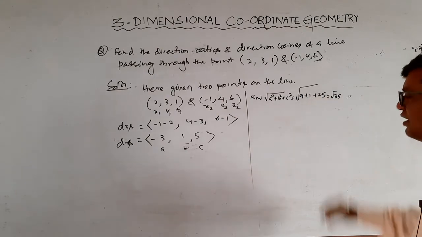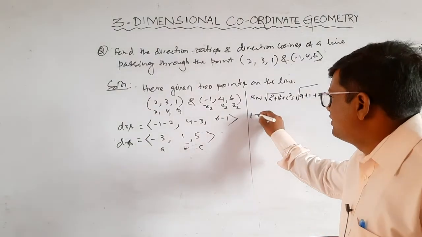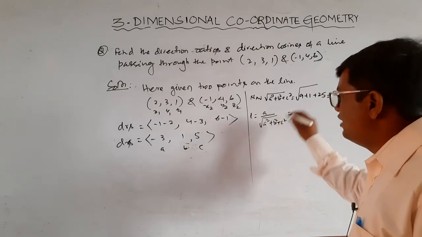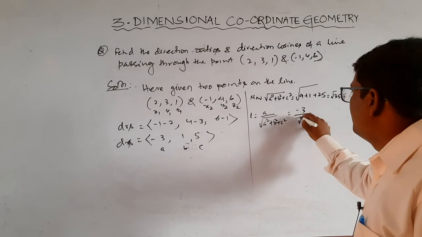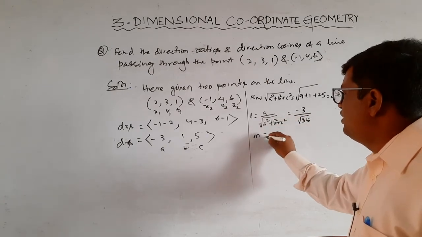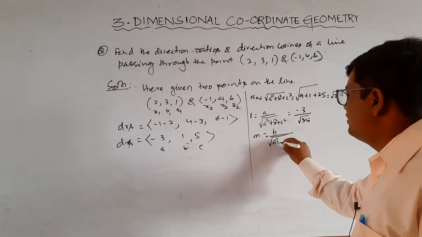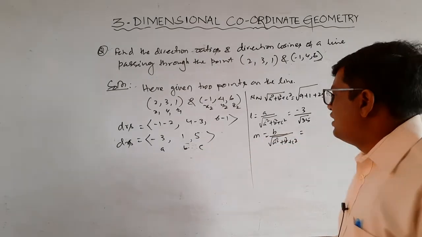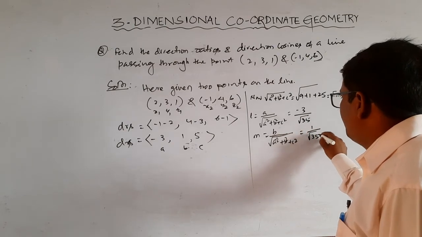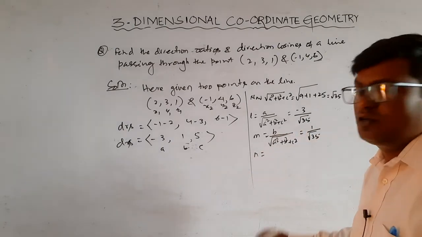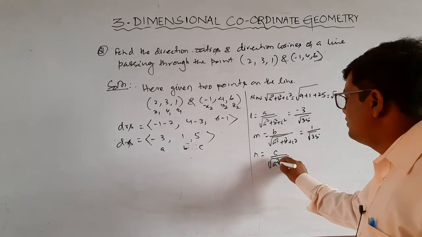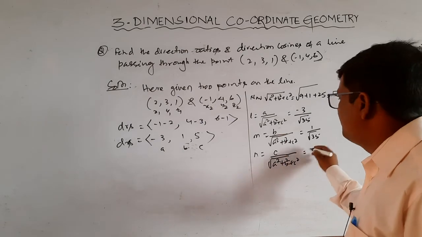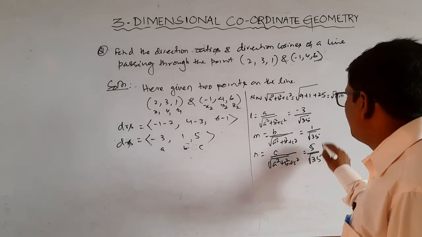So the DC formula: L is equal to A by root over A square plus B square plus C square, that is minus 3 by root over 35. M is equal to B by root over A square plus B square plus C square, so M is 1 by root over 35. N is equal to C by root over A square plus B square plus C square, so N is 5 by root over 35. Clear?